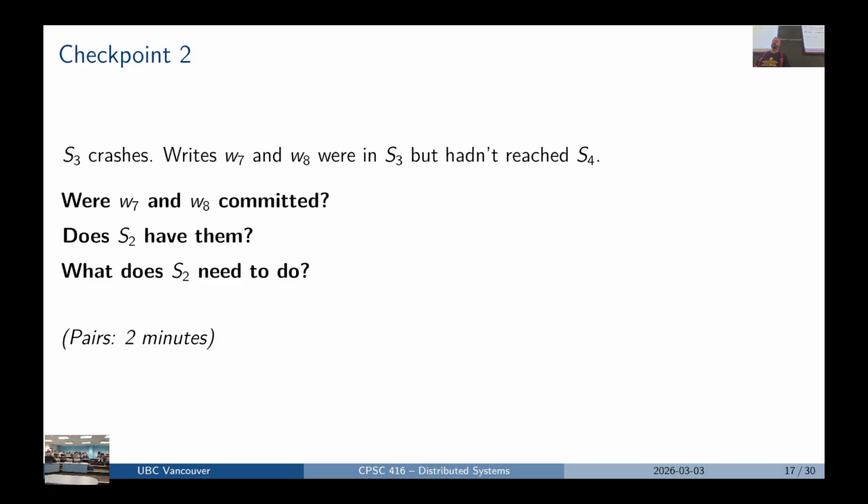All right, so first question, were W7 and W8 committed? That should have been a pretty easy one because you look at it and you go, it hadn't been sent to S4, so it can't possibly be committed. And that's the right answer for that. Does S2 have them? Why? Because they were in S3, and if they were in S3, they had to have come from S2. Correct. What does S2 need to do?